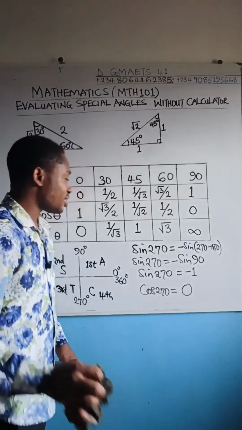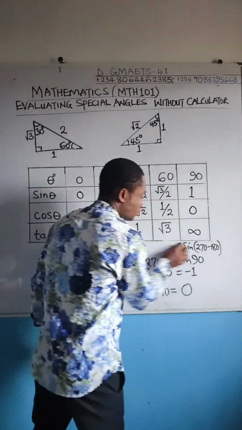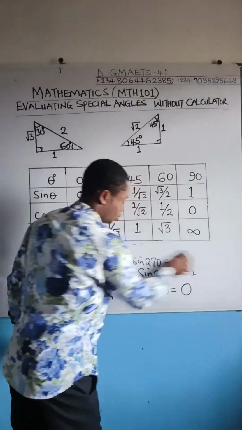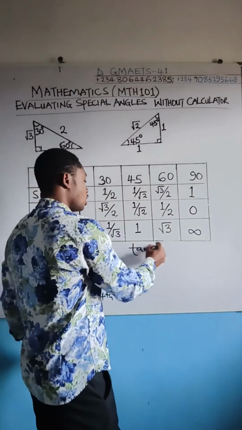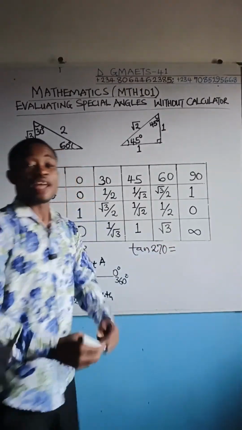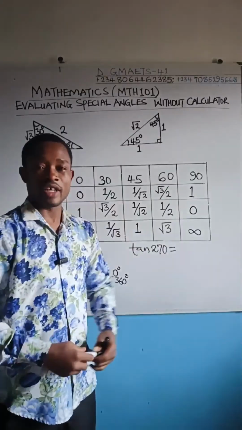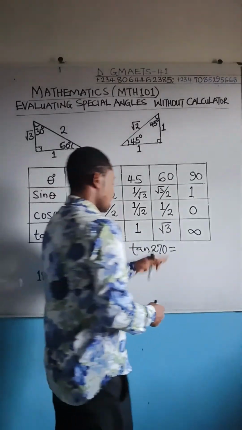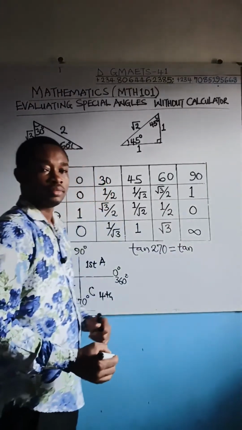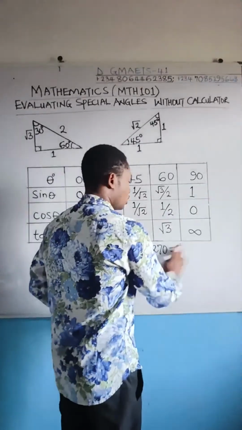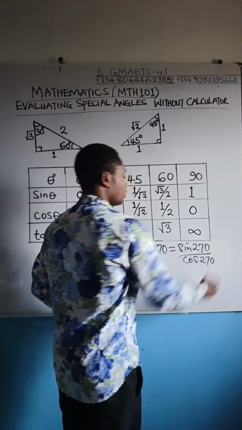Now let us evaluate tan 270 from this. Of course, you know that tan 270 will be equal to, this time around, I want to use the conversion of 270 to its equivalent. I want to use it to evaluate it. Tan 270 is going to be equal to sine 270 divided by cos 270.